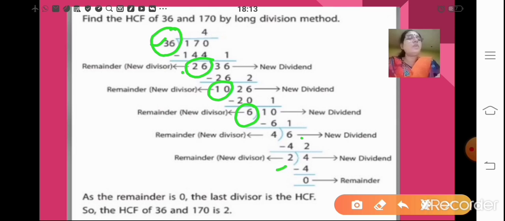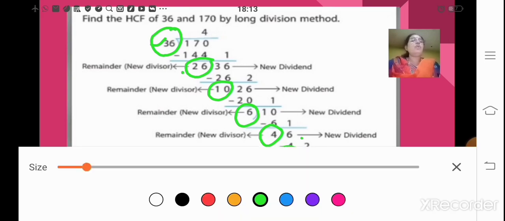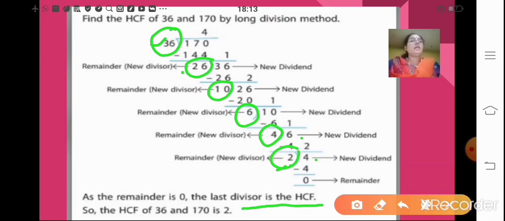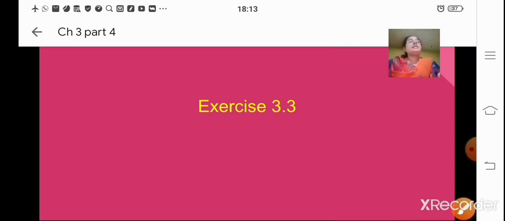So that remainder will become your new divisor and the previous one will become your new dividend. So 2 2s are 4. Now what is your HCF? That is the last divisor. As the remainder is 0, the last divisor is your HCF. So which is your last divisor? The number by which we divide, that is the number 2. So HCF of 36 and 170 is the number 2. So the last divisor is your HCF in the long division method. Okay. Now let us start with the exercise sums.